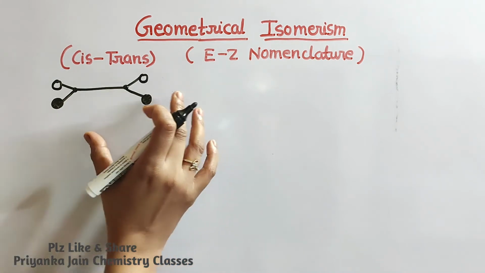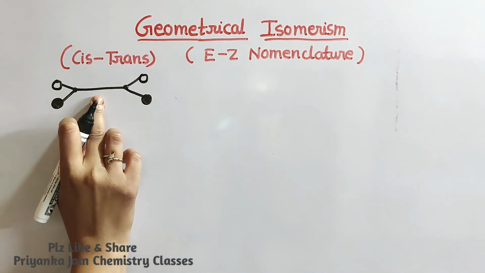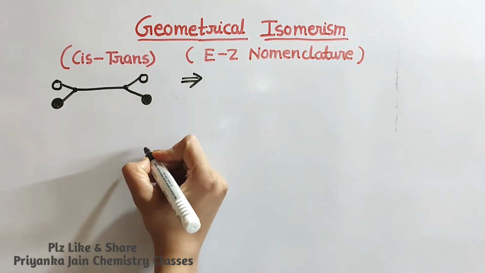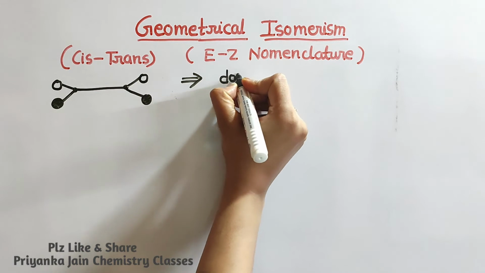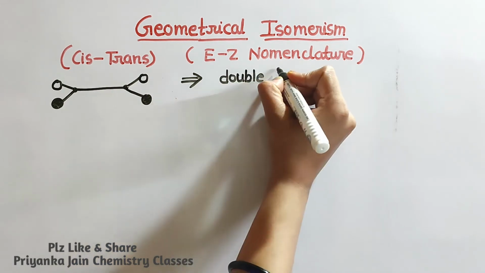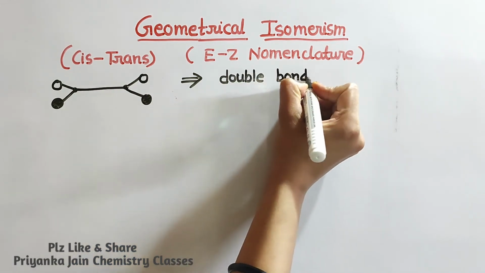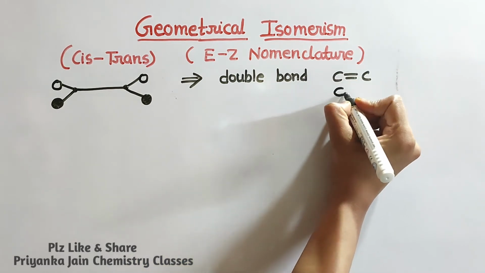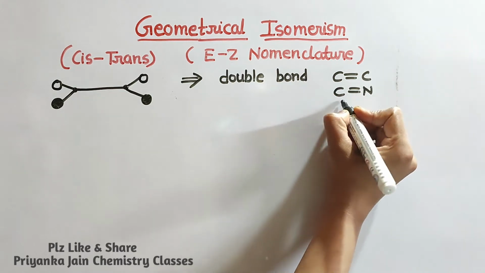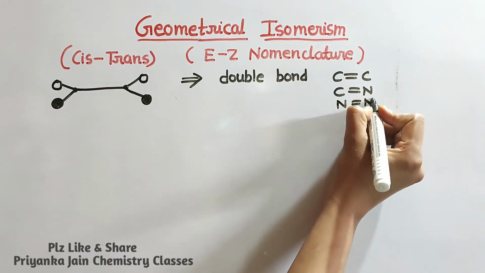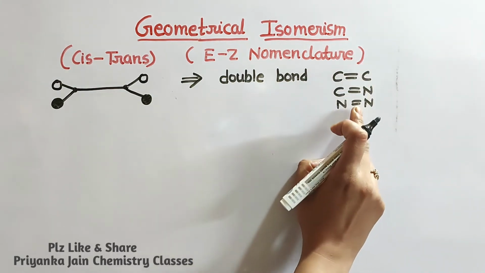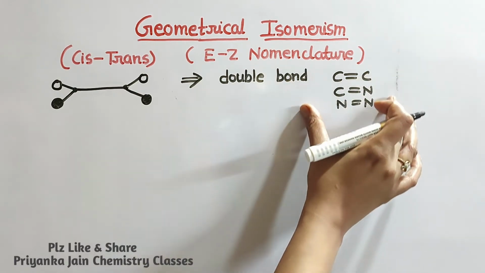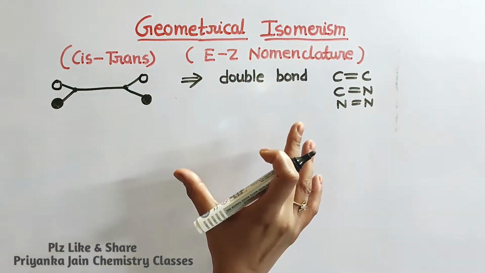Basically, the rotation about a bond can be hindered in two types of molecules. The first type of molecules have a double bond, like C double bond C, or C double bond N, or N double bond N. In all such cases, a double bond is present, so there is restricted rotation, and there will be geometrical isomerism.